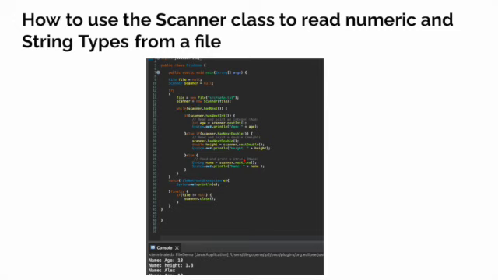Then I'm going to use a while loop, and that's going to allow me to read through the file token by token. And a token is simply a chunk of data that the scanner reads. Each token can be a string, integer, or double.